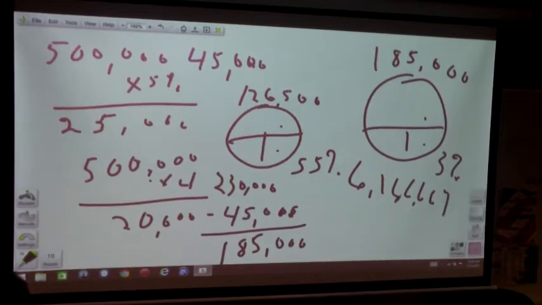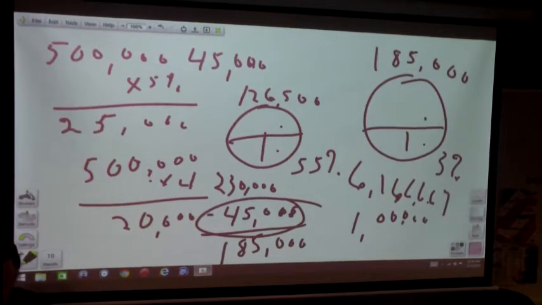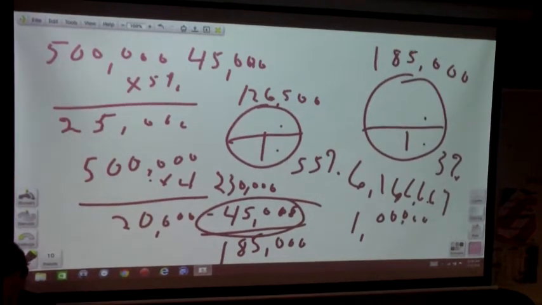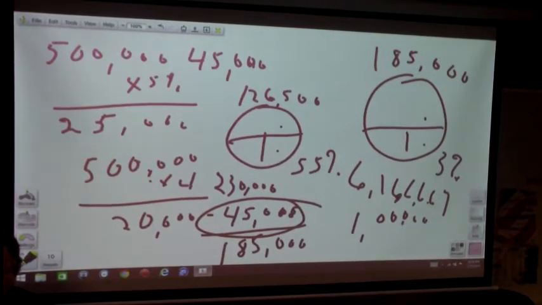Are we done? Don't we have to throw that $1 million back in there? Didn't we take out the $1 million right here? So now we have to put the $1 million back in there. And the answer actually is 7,166,667.